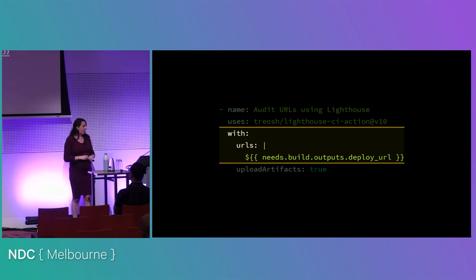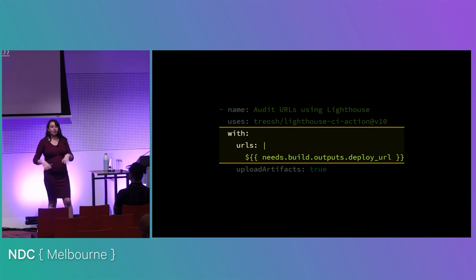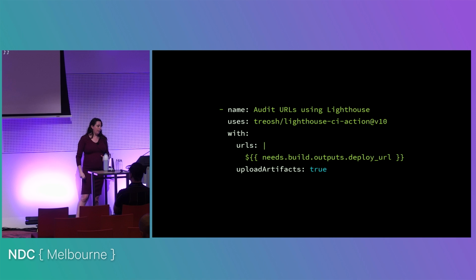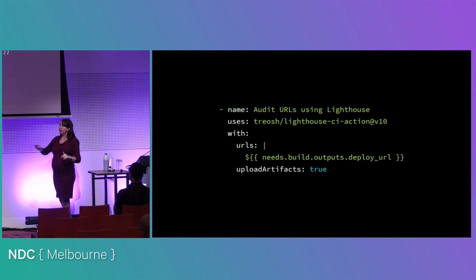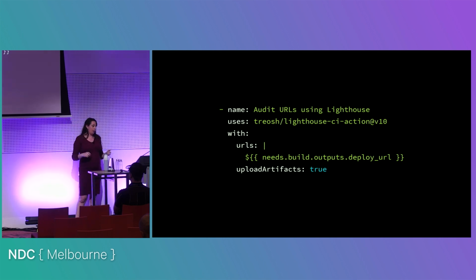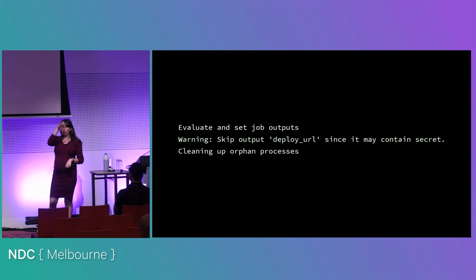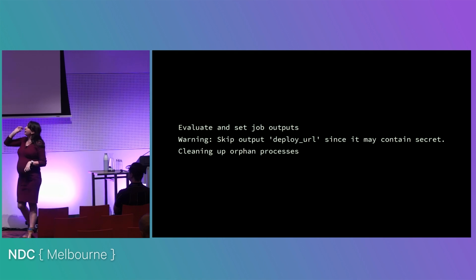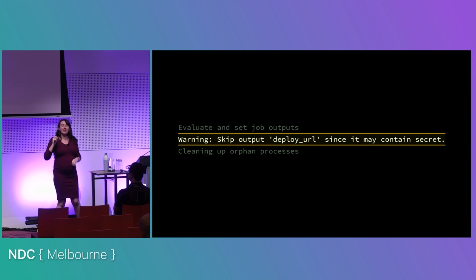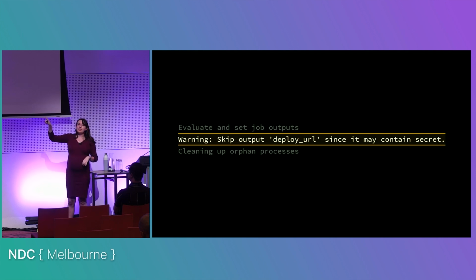But there's a fun feature in GitHub Actions, which I fully understand is done for reasons of security, making sure we don't accidentally publish sensitive information to the internet. But what happens is, if we go through and do this, it's not going to work. It's going to fail, and it's going to tell me I haven't given it the deploy URL, even though I have. And if I look, hidden away in the comments is a tiny little warning. It's not even an error, it's a warning: "Skip output deploy URL since it may contain a secret."